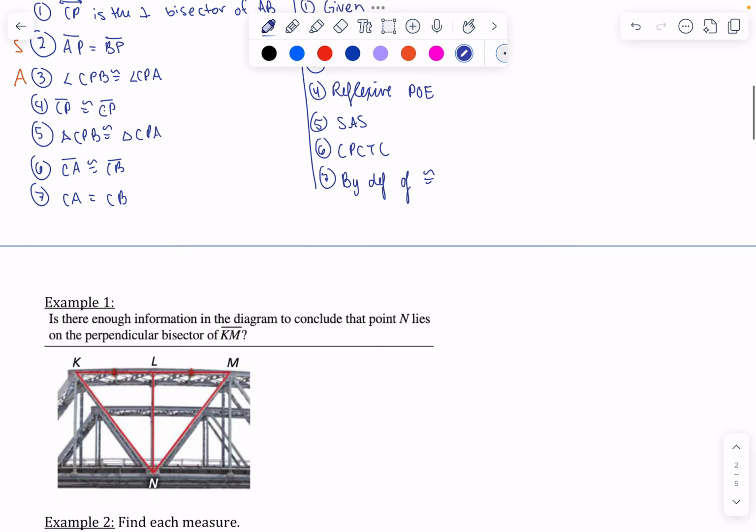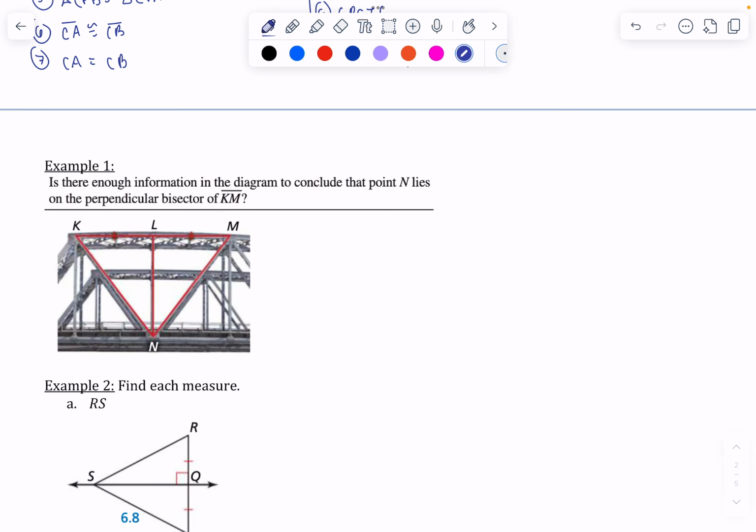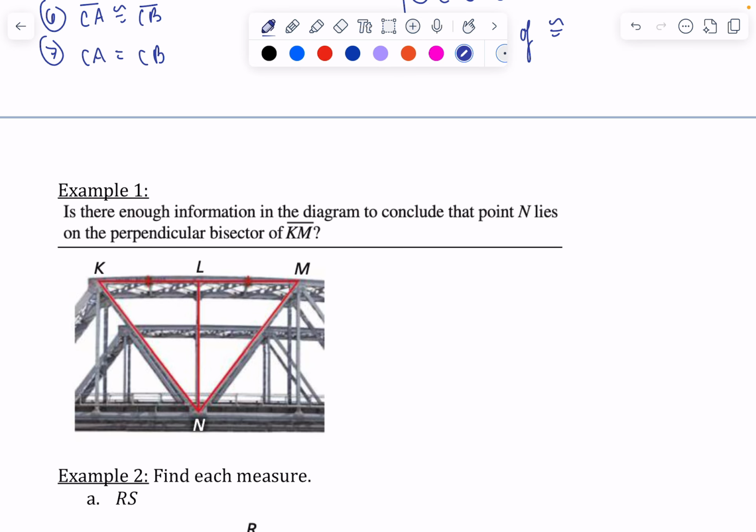All right, now let's actually see some problems where we have to use the perpendicular bisector theorem or the converse. All right, here it says, is there enough information in the diagram to conclude that point N lies on the perpendicular bisector of segment KM? So can we say that this line here is the perpendicular bisector of this line here? Now remember, there's two things that we would need. We would need to know that this line here is cutting segment KM in half, which we can see because these are tick marks, even though I know it's kind of hard to see.